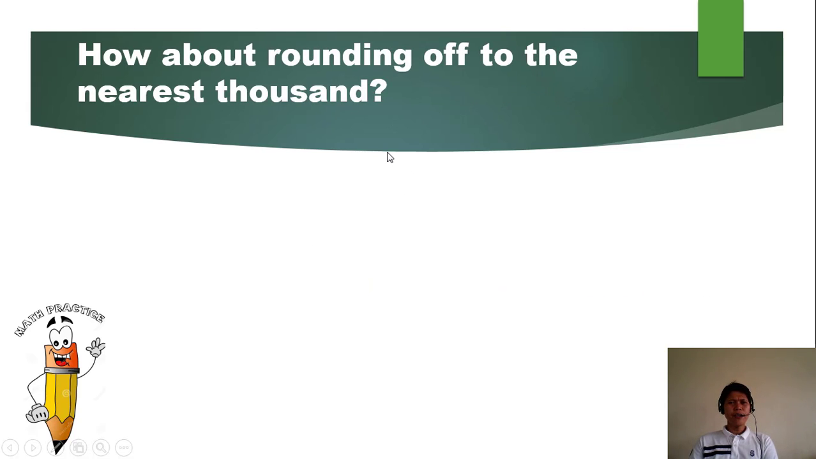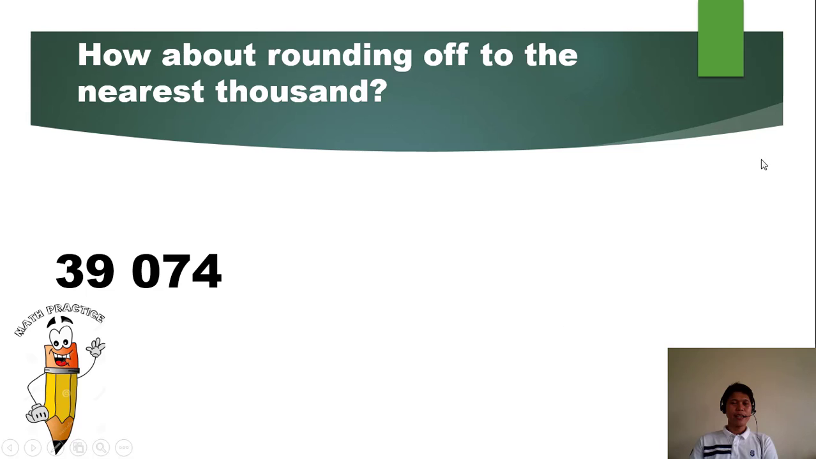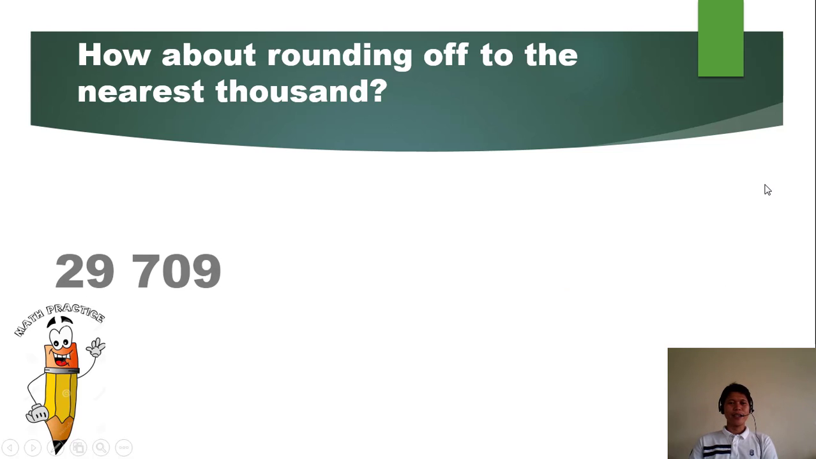How about rounding off to the nearest 1,000? Let's start. 56,832. Okay, so the thousands place is 6. The digit to the right is 8. So add 1. This becomes 7. 57,000. Next, 39,074. Okay, so 9, the digit to the right is 0. So you just copy or retain. It is 39,000. Next, I guess this is the last.